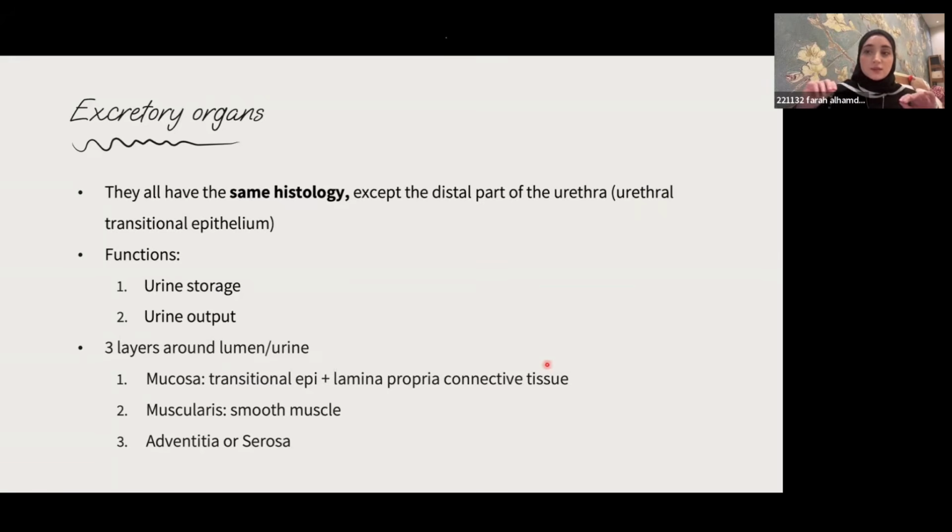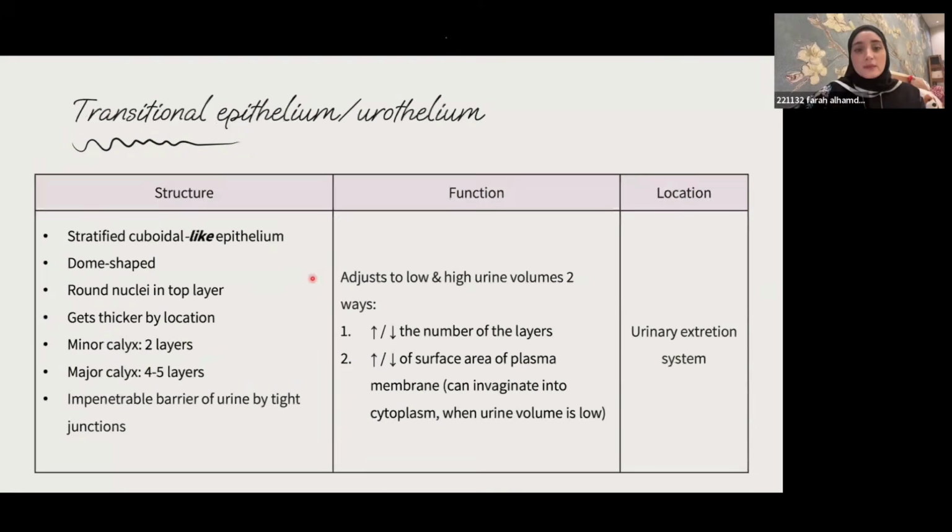It's smooth muscle, and it's different. We have a different number of muscle layers in each part, which I'll talk about. And then we have the adventitia or serosa, which is the outer part. Okay, the functions are urine storage and urine output. We don't have any urine formation or filtration here, okay?